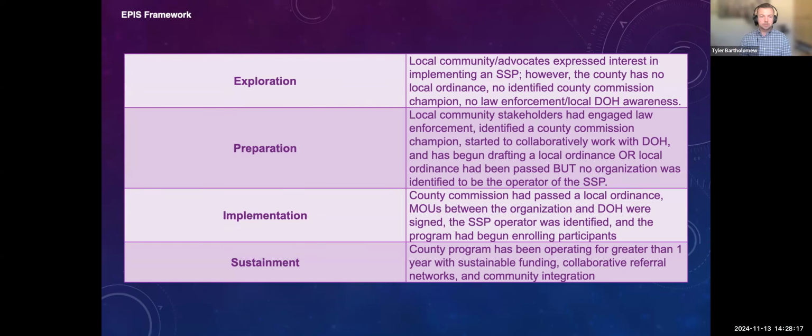So just an example of this, when we think about SSP implementation in our state, a lot of counties sit in this exploration phase because they do not have identified county commission champions that are willing to introduce legislation. They don't have any engagement with law enforcement. Their county has no ordinance that actually is in place to facilitate implementation. And so until we address those issues, until we address those considerations and barriers in the exploration phase, we cannot move forward. And so when we work with counties in that exploration phase, we have a whole menu of different implementation strategies or approaches that we leverage to try to move that context forward.